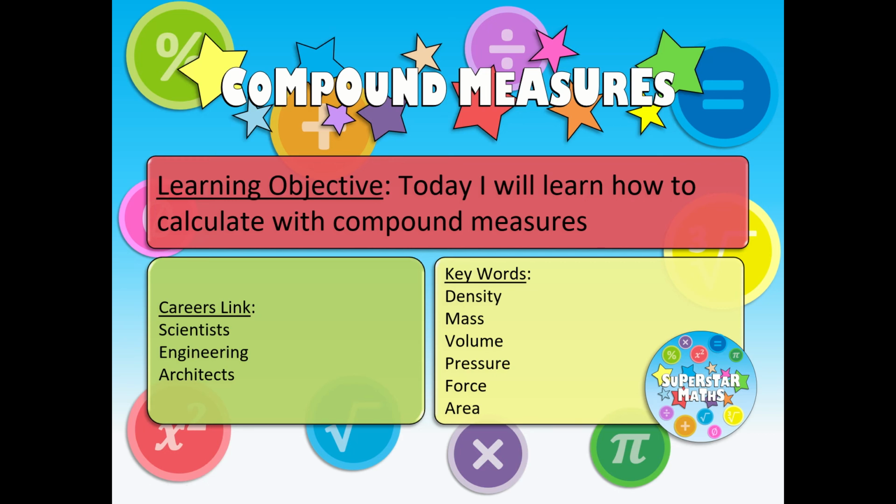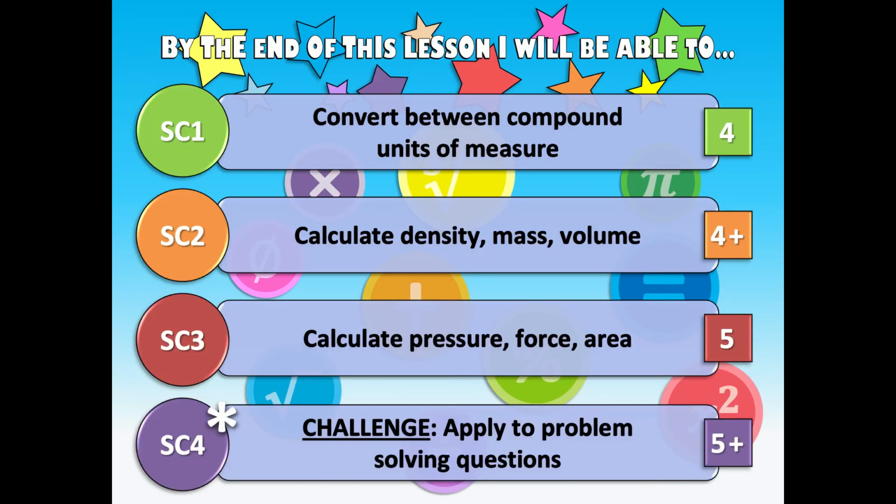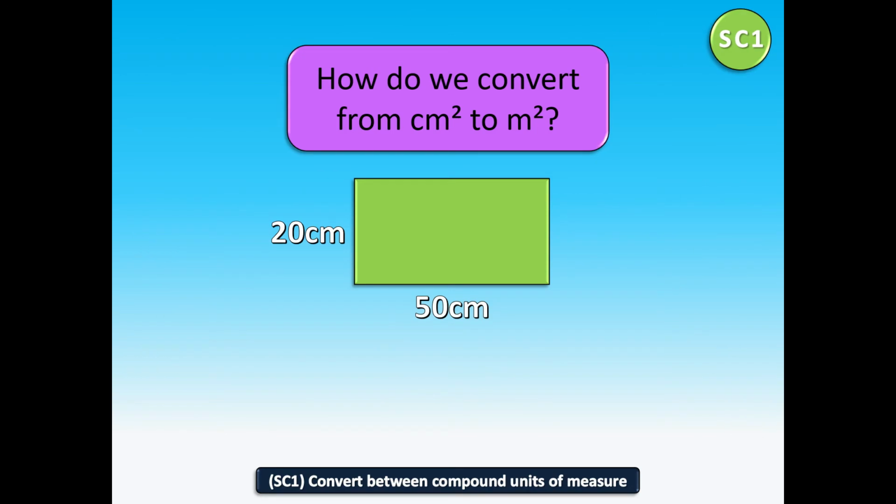Hi guys, welcome back. Today we are going to learn to calculate with compound measures. We've got 4 success criteria, and the first one is to be able to convert compound units of measure. So how do we convert from centimetres squared to metres squared?